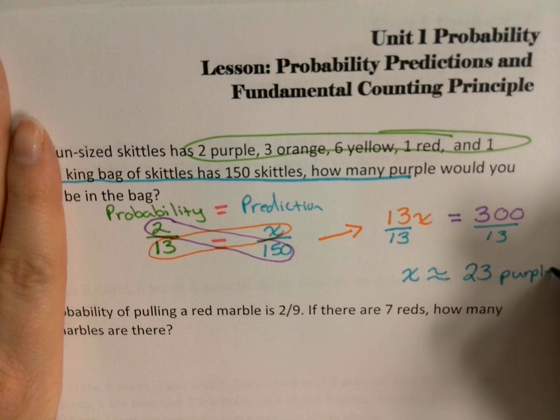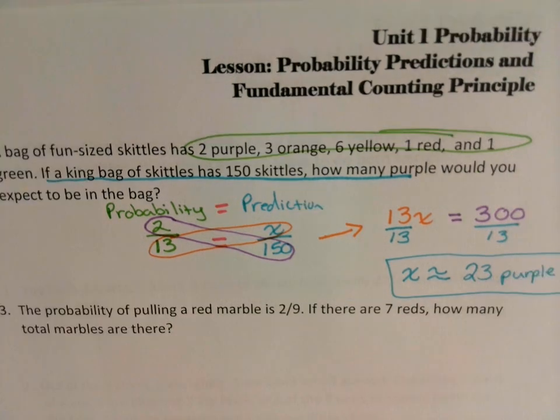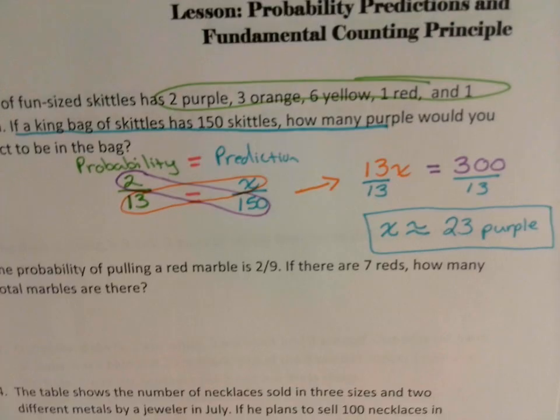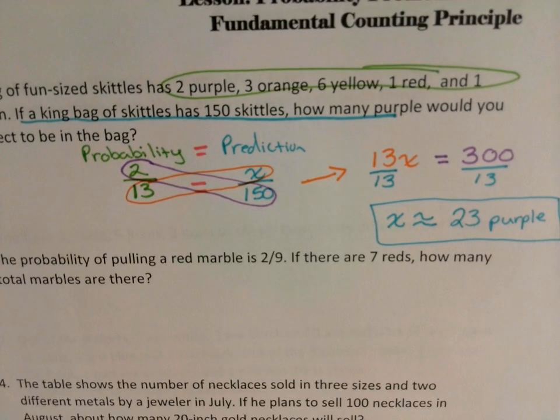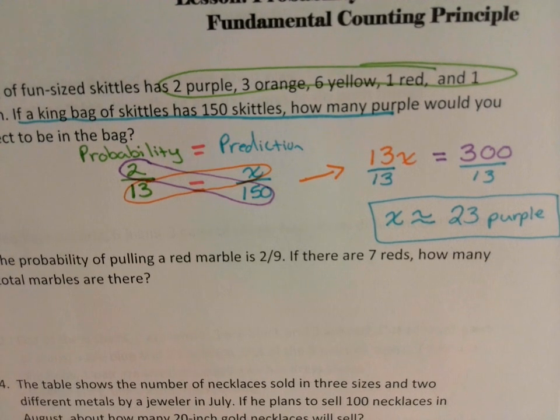And again, these are predictions. Are predictions ever exact? No. Right? Maybe I might have 27. Maybe that king-size bag decided that it really loved purple Skittles that day and has a whole ton. But we're trying to take information that we know and predict based off of that. I want you guys to go ahead and try numbers 3, 4, and 5 on your own.